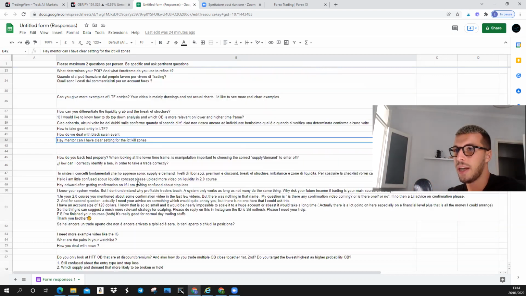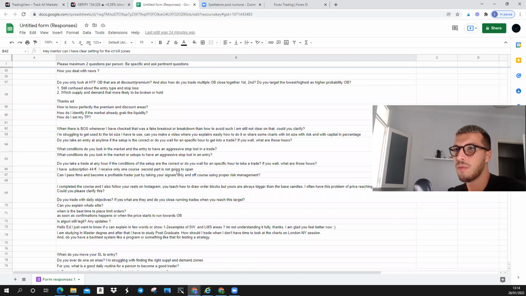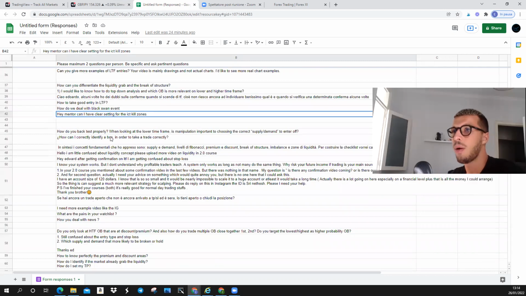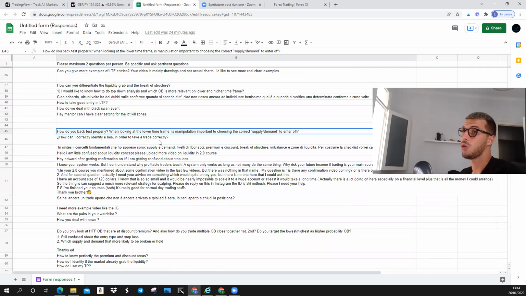I already showed the ICT kill zones. How do you backtest properly? So there are 2 ways in which you can backtest. It's either you're backtesting your whole strategy, so from higher timeframes to lower timeframes, entries and everything, or you're backtesting a concept. So for example, you're backtesting only good order blocks, or you're backtesting only lower time frame confirmations, or you're backtesting only market structure or liquidity.